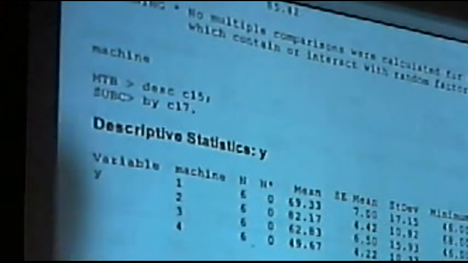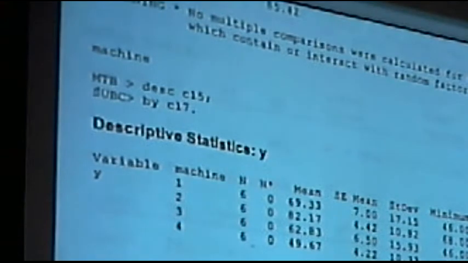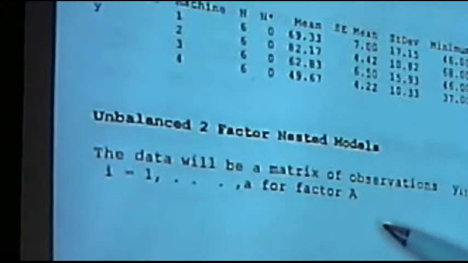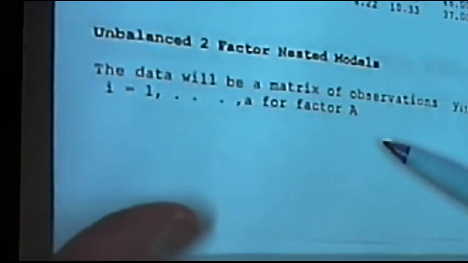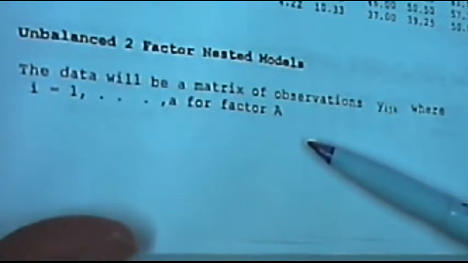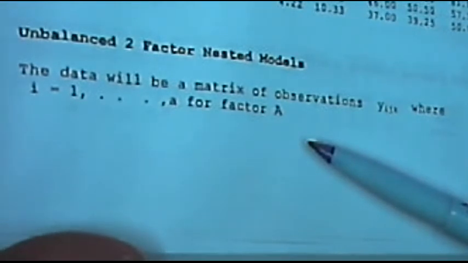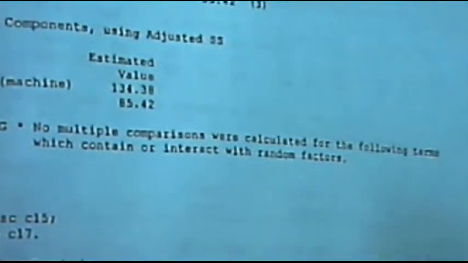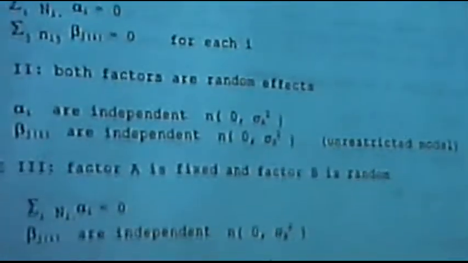So now I'm going to take up a harder problem, unbalanced two-factor nested models. We saw when we had two-factor ANOVA problems before, when we had unbalanced data, there were some problems in the F-tests. It didn't work quite right. So now we're going to run across the unbalanced two-factor nested model.